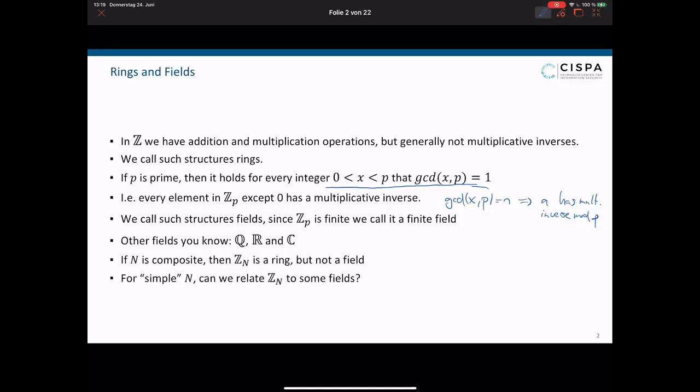So by the way, let's say n is composite, something like n equals 15, which is 5 times 3. Can someone tell me an element in Z15 that does not have an inverse?